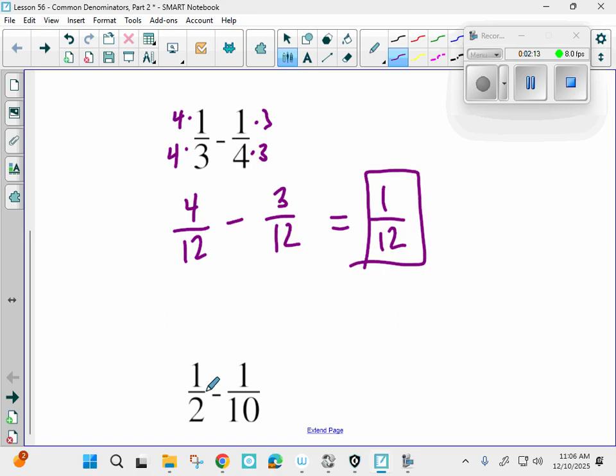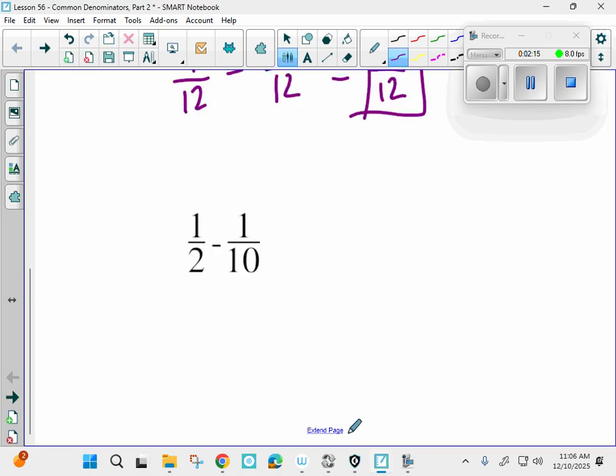All right, 2/10 minus 1/10. I'm going to do this without showing what I multiply by. You're allowed to do this if you want. All right, so Rose, what's the common denominator? It is 10. 2 and 10 both go into 10. So I'm going to put this guy over 10, and I'm going to put this guy over 10.